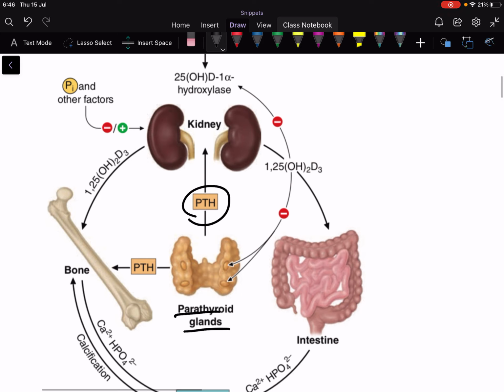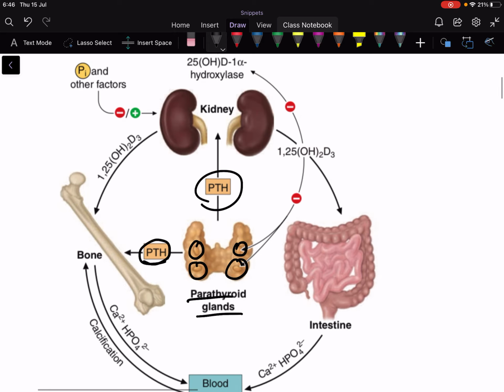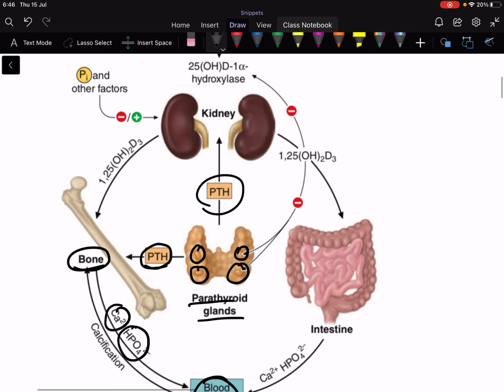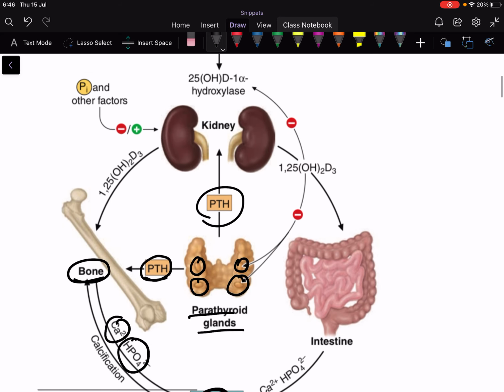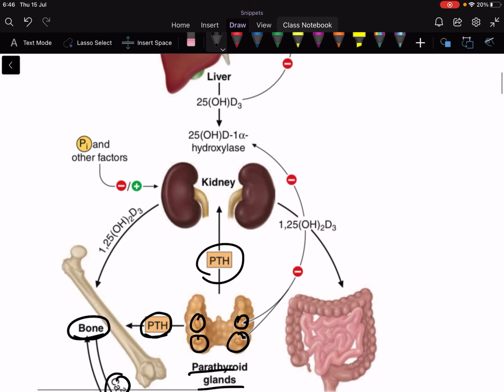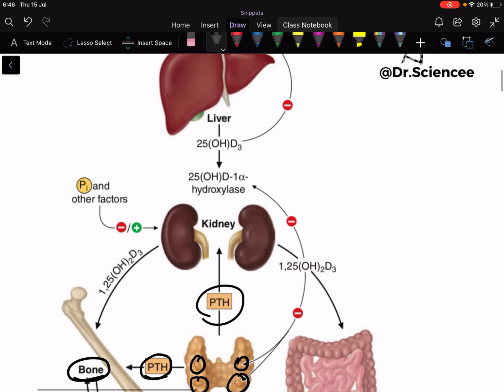These are your parathyroid glands, and they consist of calcium sensing receptors. When there is low calcium in the body, they will release the parathyroid hormone, which will act on the bone. As you can see here, calcium and phosphate are getting released, and calcium goes into the blood. So this was about the parathyroid hormone. As I already told you, parathyroid hormone not only acts on the bone, it will also activate vitamin D3.